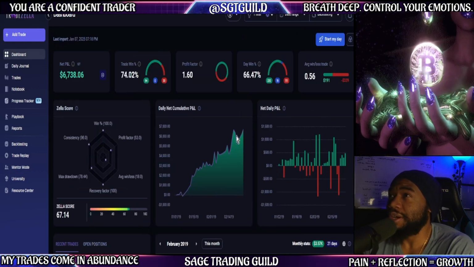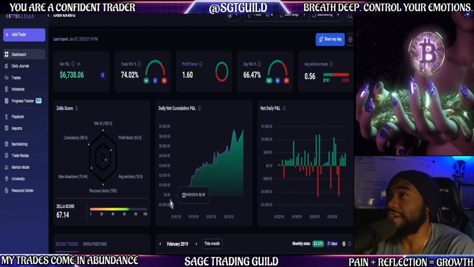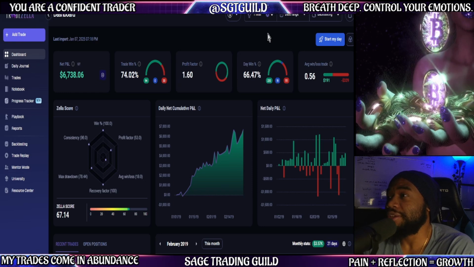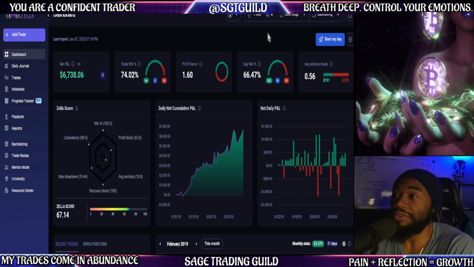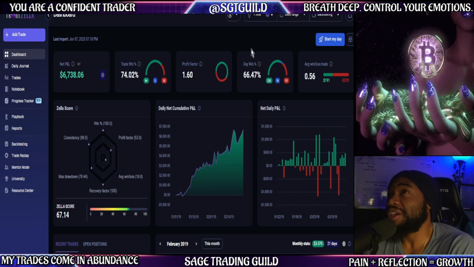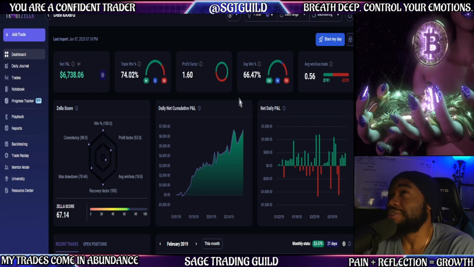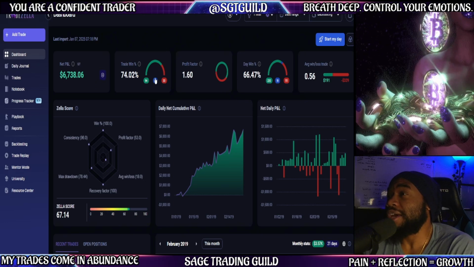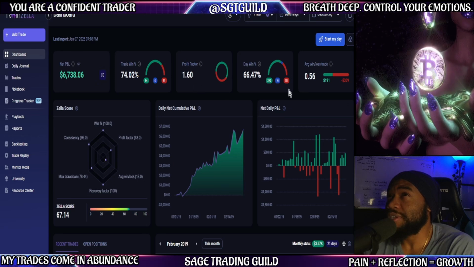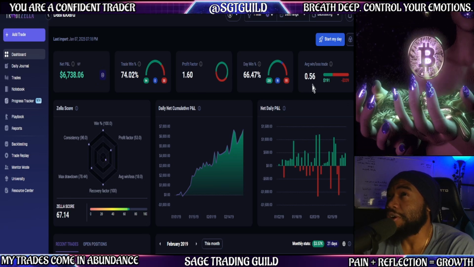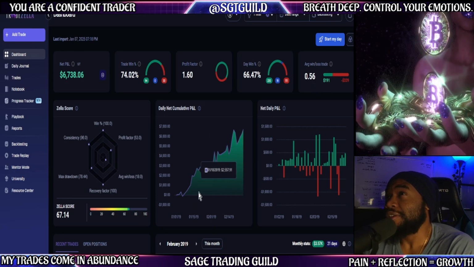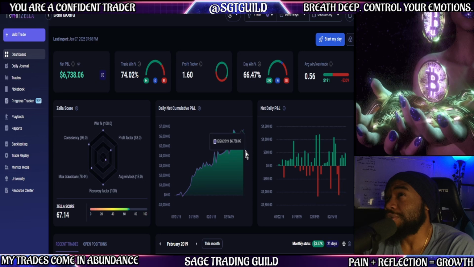So on this one, I started with a balance of 2K, which is really low, but I wanted to simulate account growth for maybe the average starter trader. 2K might even be a lot, but 2K is a good amount to start trading with. I had a 74% win rate, profit factor 1.6, and the average R is 0.56 on here. And as you can see, the equity curve is going up and to the right.